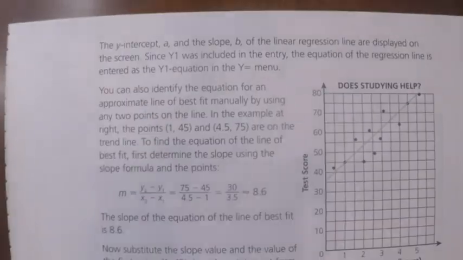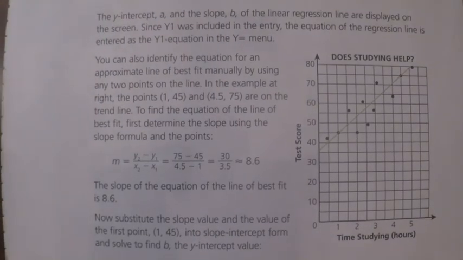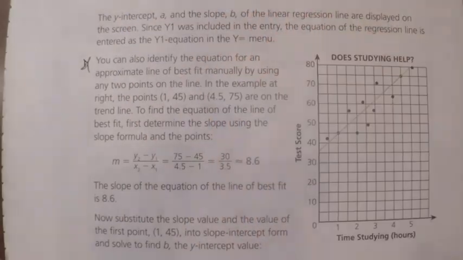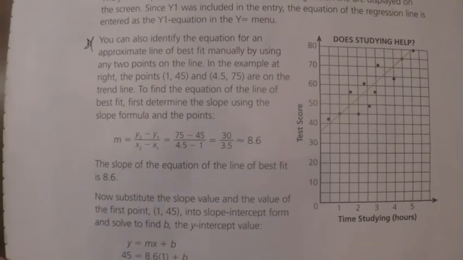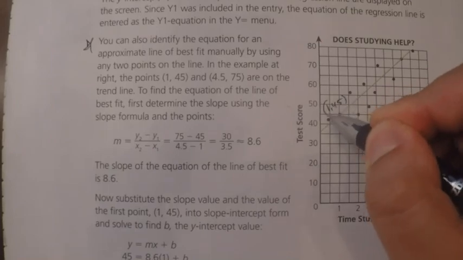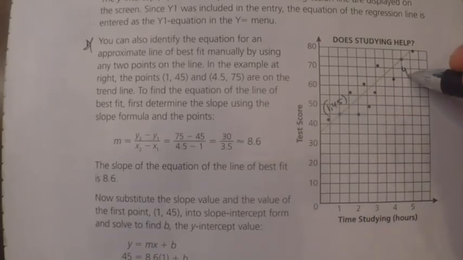So if we go over to page 129, we'll take a look at how they want you to do it in this lesson here. We're going to start just down here where it says you can identify. You can also identify the equation for an approximate line of best fit manually by using any 2 points on the line. In the example at the right, we have the points (1, 45) and (4.5, 75). These are on the trend line.